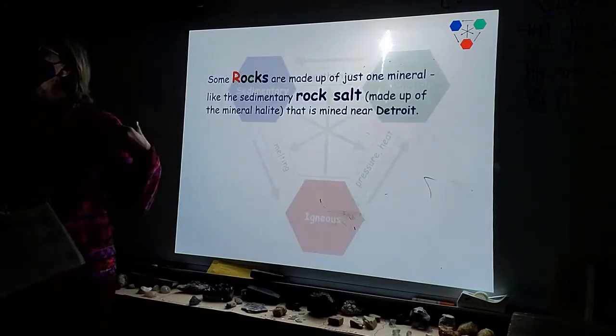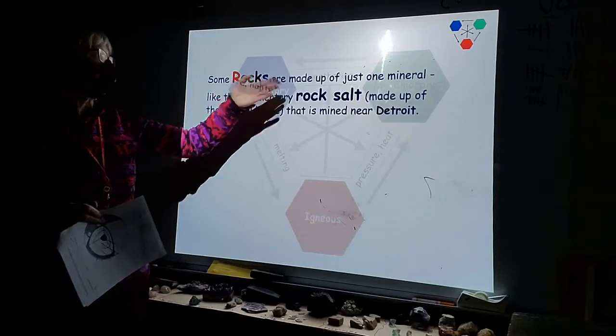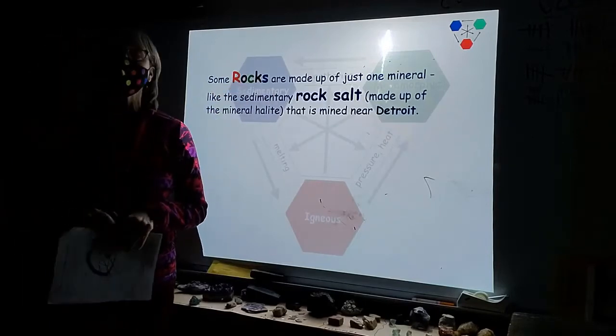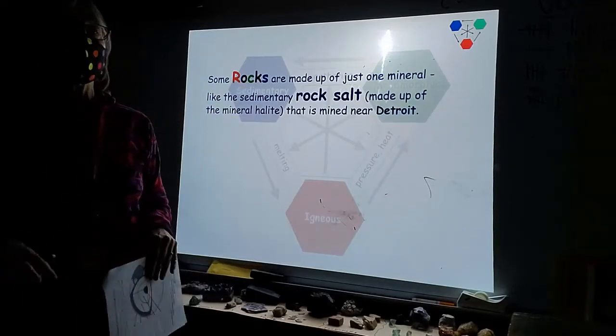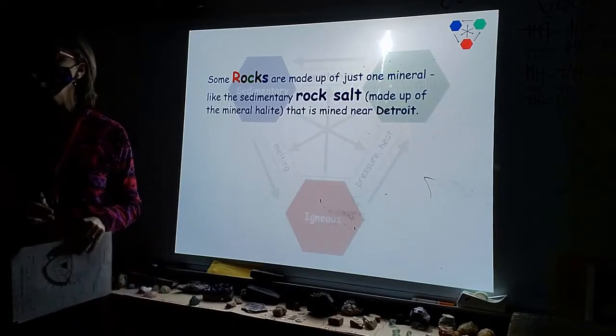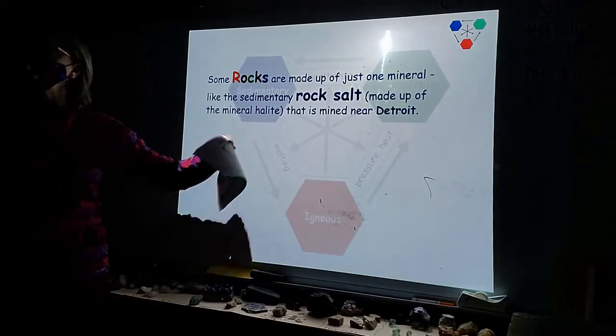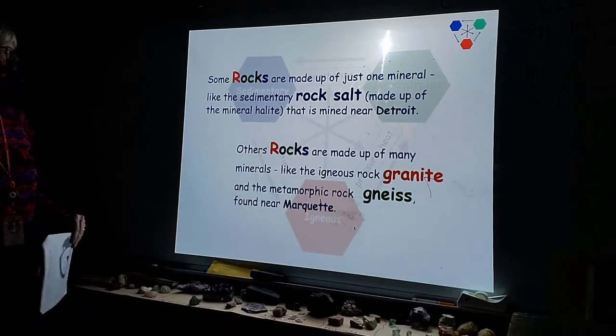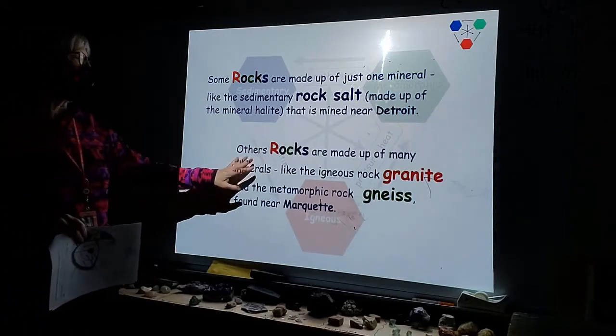Now, some rocks are made up of just one mineral, like rock salt, and you can find it under the city of Detroit. You used to be able to go down into the salt mines down there. You can't now unless you have special permission, but Detroit is sitting on a huge salt mine. Other rocks are made up of many minerals, like granite.